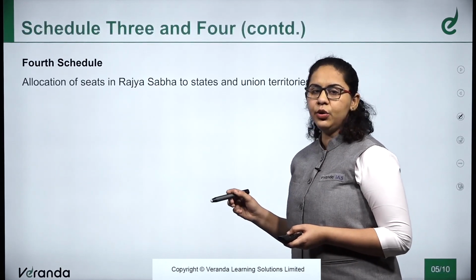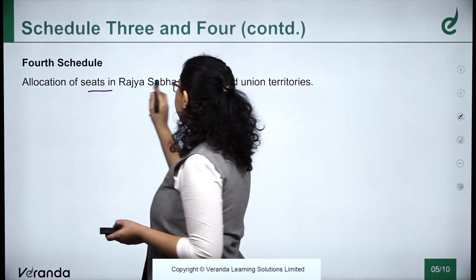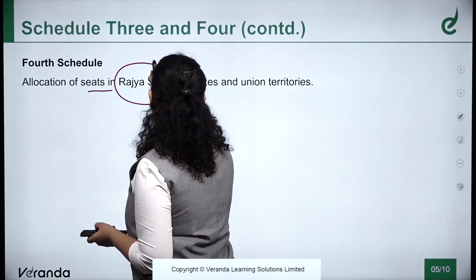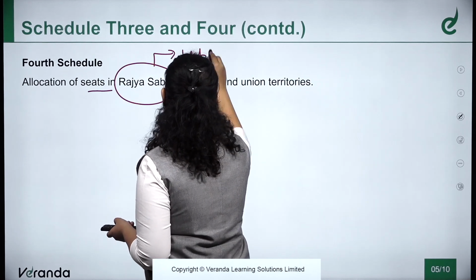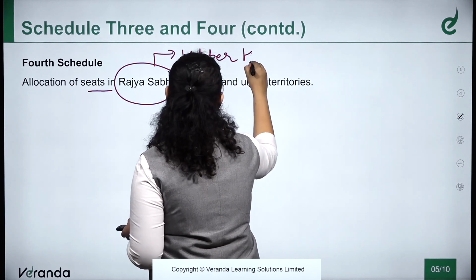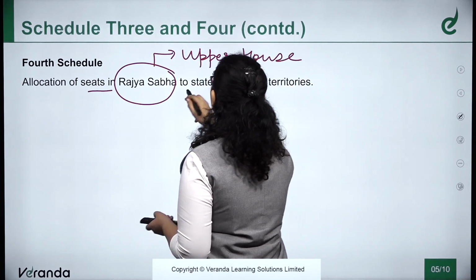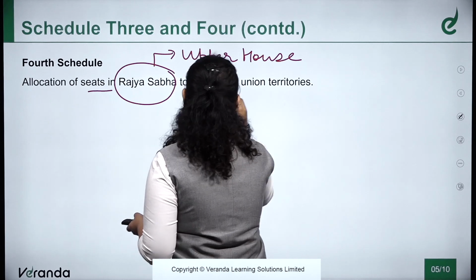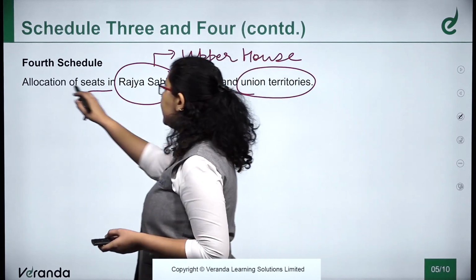Fourth is, Schedule 4 deals with allocation of seats in Rajya Sabha, the upper house of Indian Parliament. How the seats are allocated in Rajya Sabha to various states and union territories is listed in the 4th schedule.